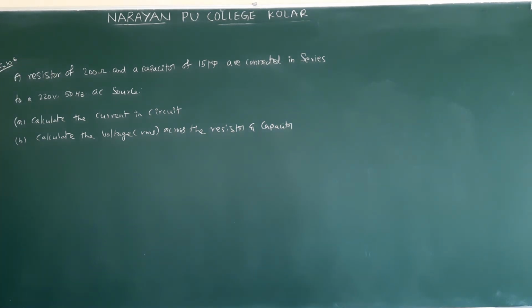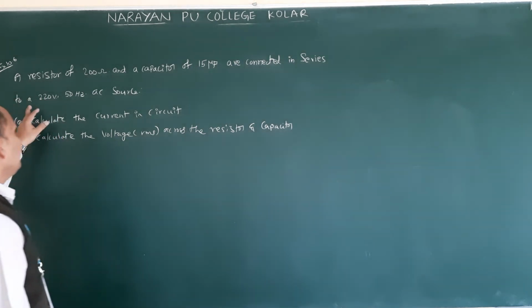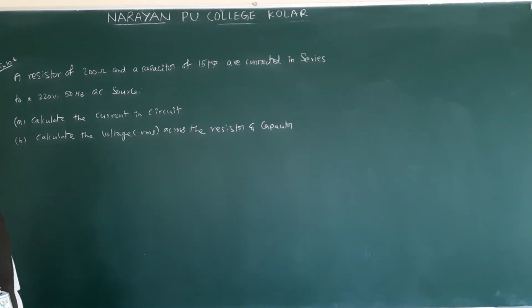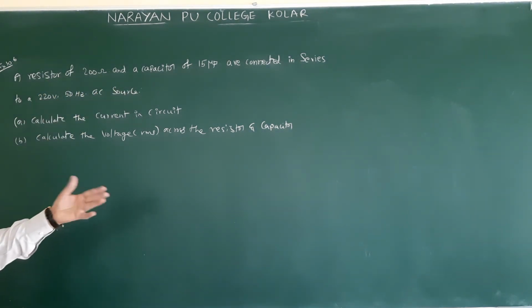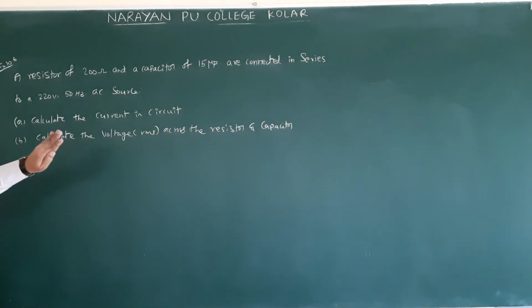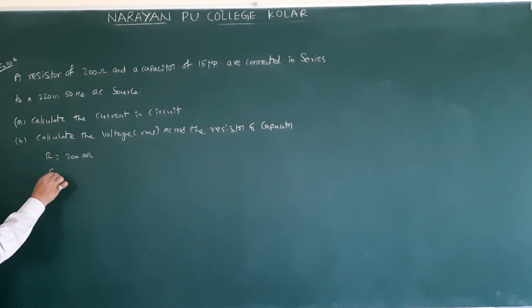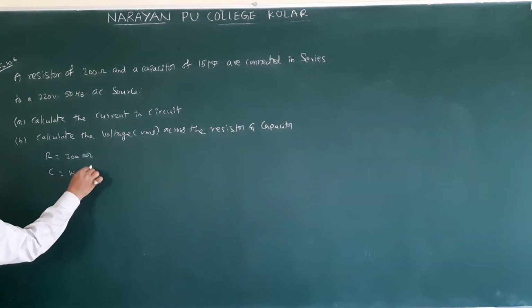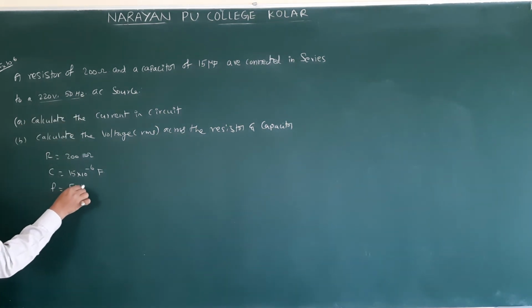Example problem 10.6. Once you see it, you can solve very easily. A resistor of 200 ohms and a capacitor of 15 microfarad are connected in series to a 220 volt, 50 Hz supply. See, which circuit is this? Resistor and capacitor, a CR circuit. CR circuit means L is not there, you have to remove L. That's all. Given that R is equal to 200 ohms, C is equal to 15 into 10 power minus 6, 15 microfarad, connected to 220 volts and 50 Hz. Frequency f or nu is equal to 50 Hz.